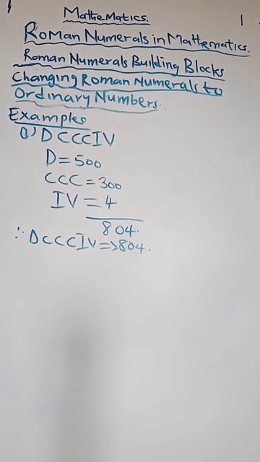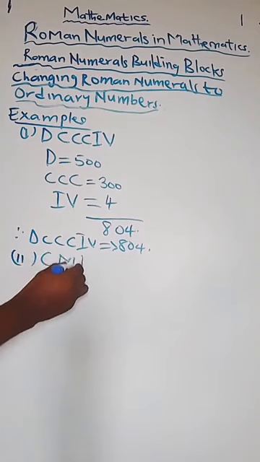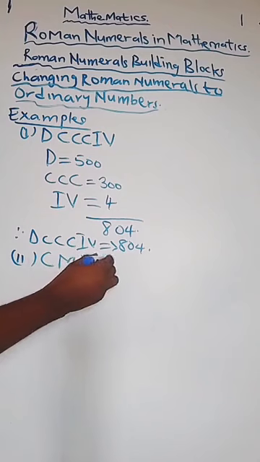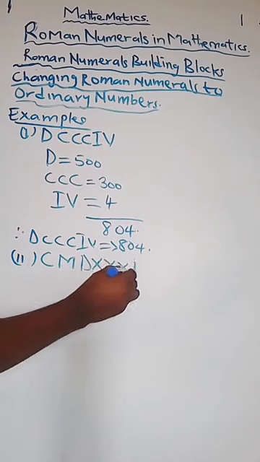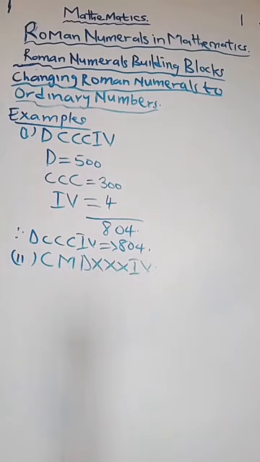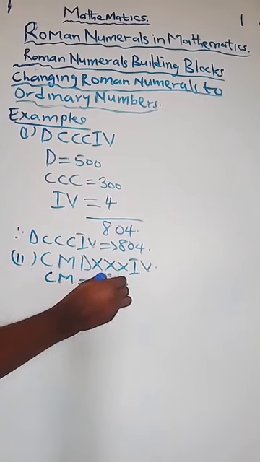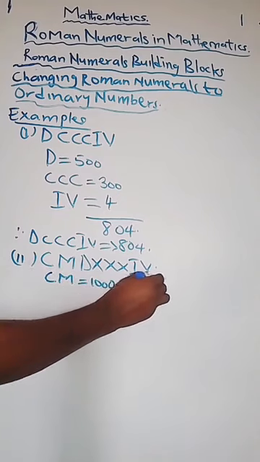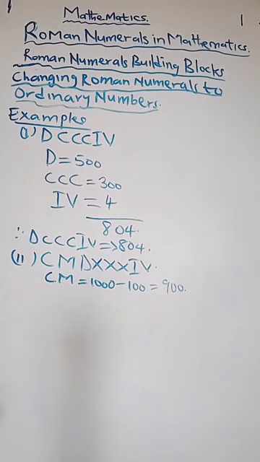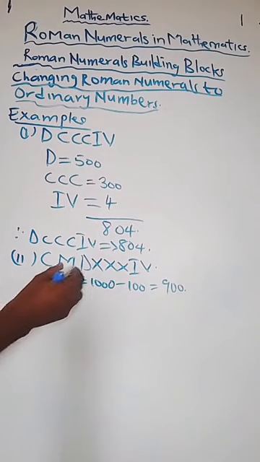Let's look at one more example. Let's say you have C, M, D, X, X, X, I, V. Alright? Let's start with the row. Now, this is C, 100. This is M, 1000. Now, C is before M, which means we are going to subtract 100 from 1000. C, M is 1000 minus 100. So this is 900.